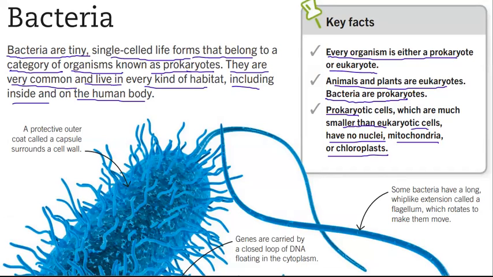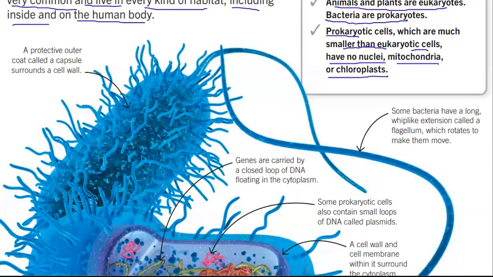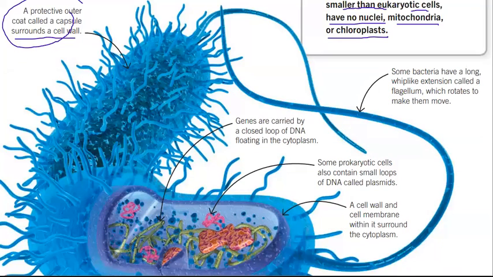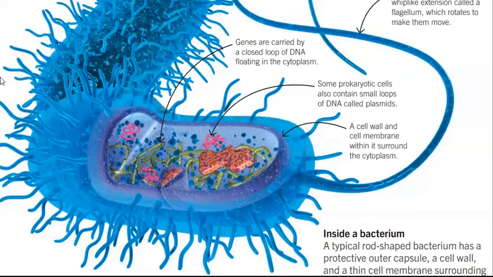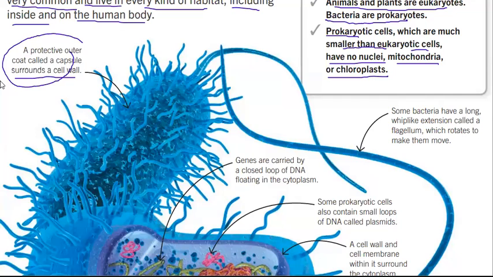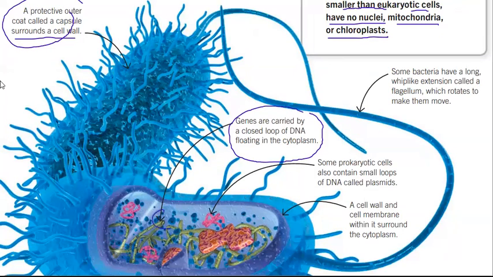They belong to a category of organisms, and a protective outer coat called a capsule surrounds the cell wall. You observe here for bacteria, this is the most important diagram, an excellent picture we are observing here. Genes are carried by a closed loop of DNA floating in the cytoplasm. And some bacteria have a long whip-like extension called a flagellum, which rotates and makes them move.